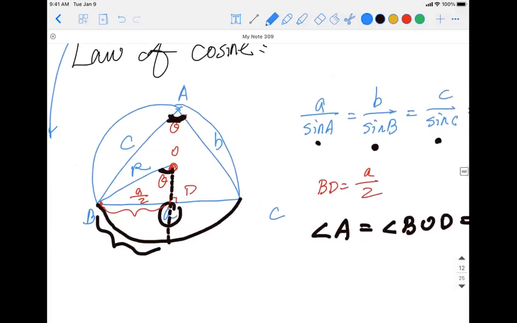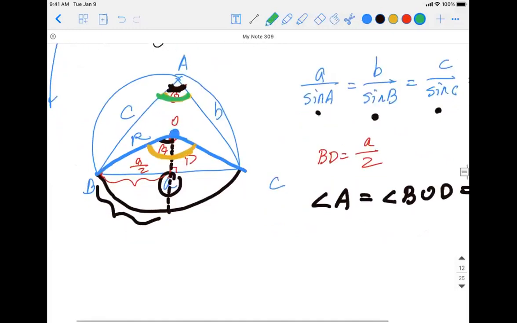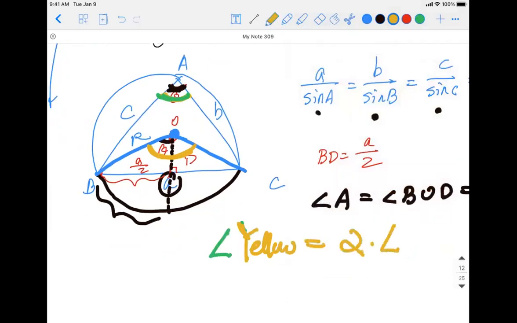So let's step back one. If I do a quick connection between here and here, let me ask you something. This yellow angle and this green angle, let's try to use two colors. Oh my God, I just cannot change the color. Okay. Angle yellow is actually twice angle green. Can you understand this? Angle yellow is twice angle green.